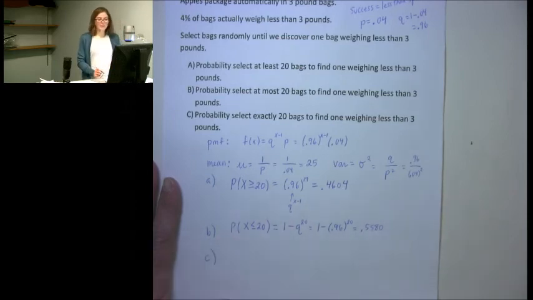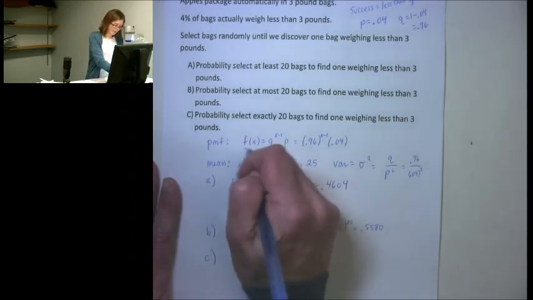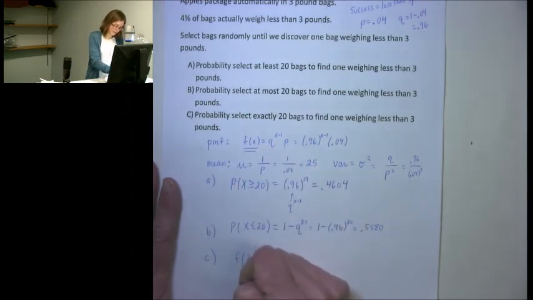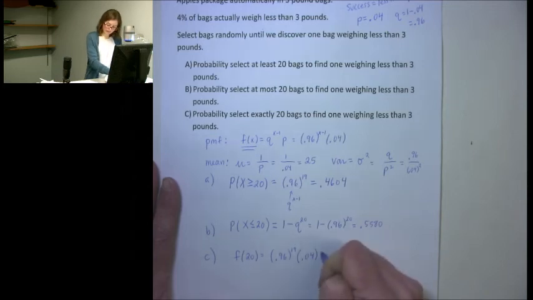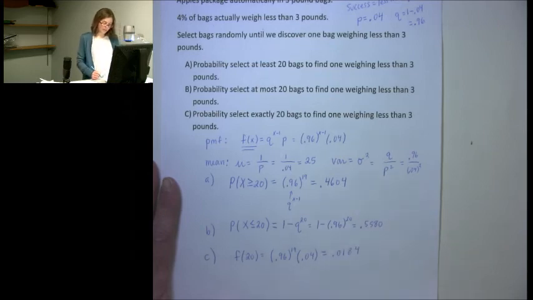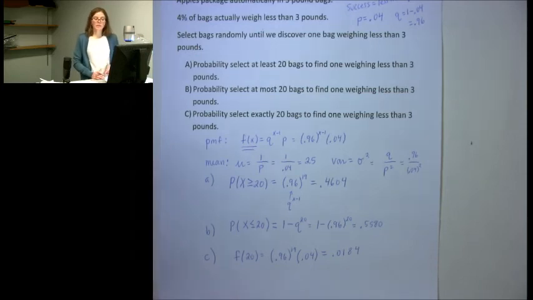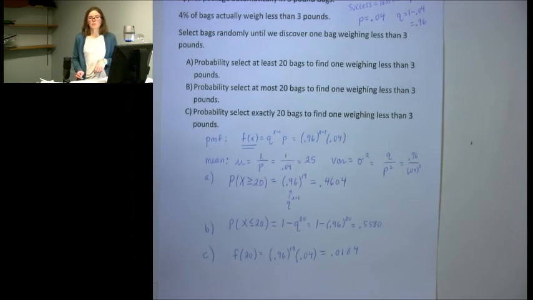And then the probability that we select exactly 20 bags to find one weighing less than 3 pounds. This is our f of 20, which means we're going to take our 0.96 to the 19th power, multiply by 0.04, and that gets us 0.0184. Okay. So just a little practice working with geometric distribution.